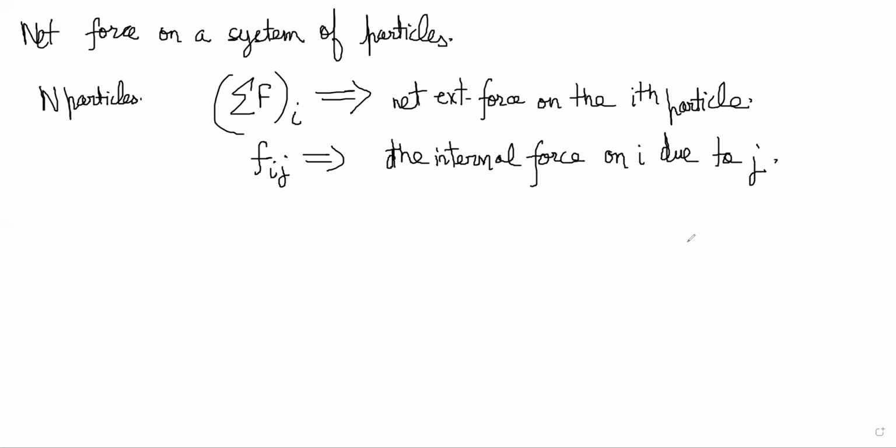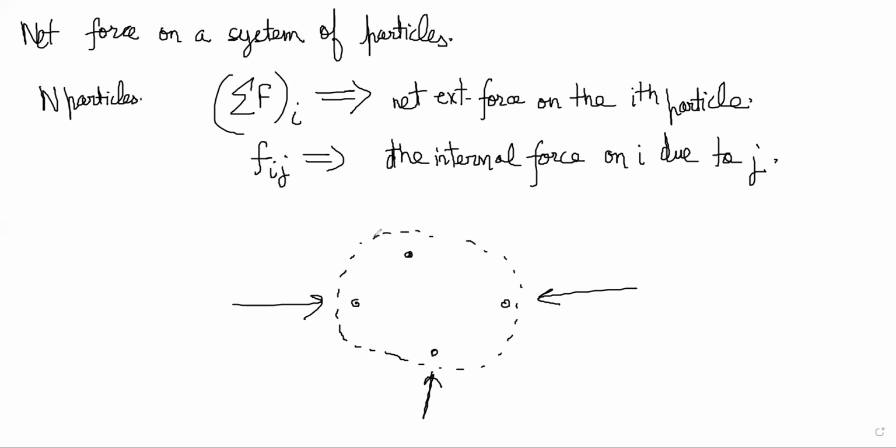So what am I talking about here? Let's say there were multiple particles like this, and there were some forces from outside that were acting. This is my system. There are 4 particles, 1, 2, 3, 4, and there are 3 external forces, F1, F2, F3. These are the external forces. So the net external force on particle number 2 is just F1, because F1 is the only force acting on 2. The net external force on particle number 3 is F2, and on 4 is F3.